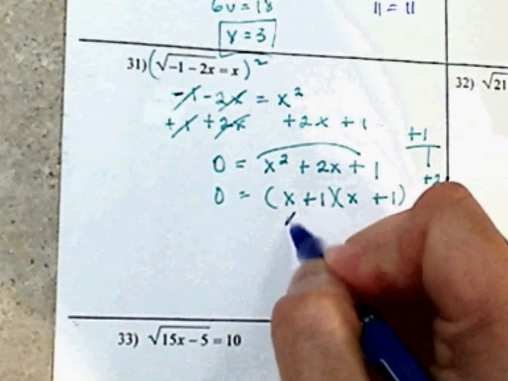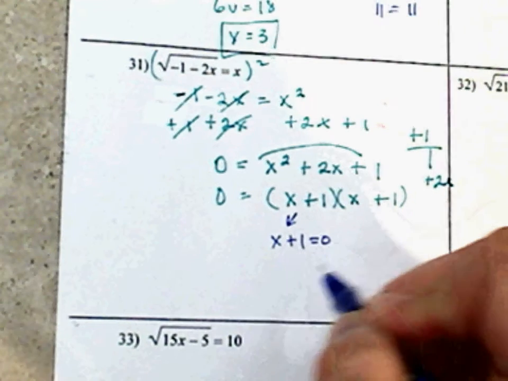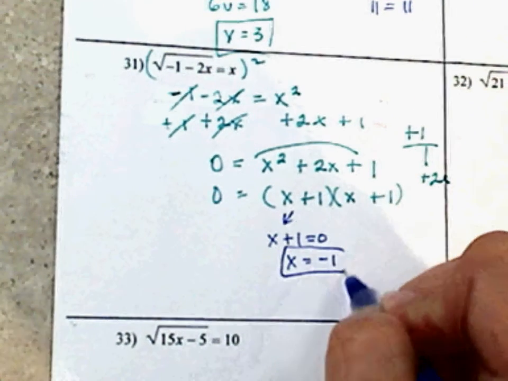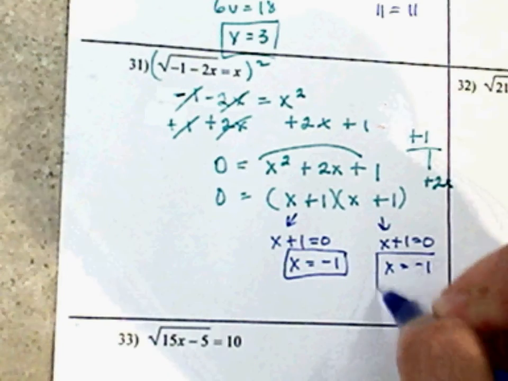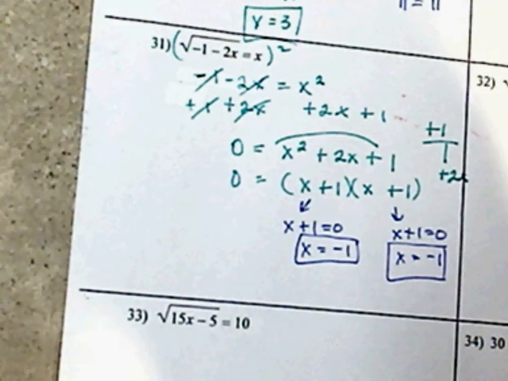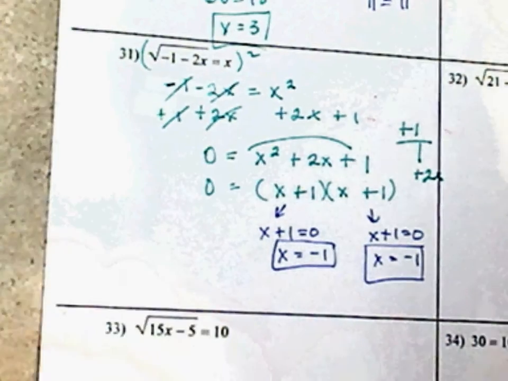Set this one equal to 0. So x is equal to negative 1. Set this one equal to 0. So x is equal to negative 1. I only have to do that one time, okay? Let's go check our work.